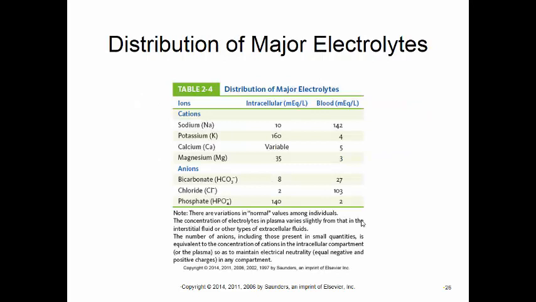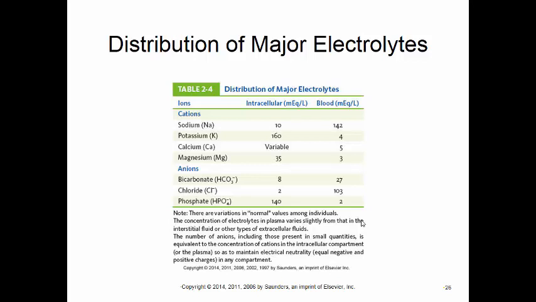The last thing we're going to cover is the electrolytes. This is a good place to go back and review your notes from Anatomy 1 and Anatomy 2, because this is building on it. What is a cation and anion? Maybe from your chemistry class: cations are positive and anions are negative. You need to know where they're more concentrated, whether they're intracellular, inside the cell, or extracellular, outside of the cell.